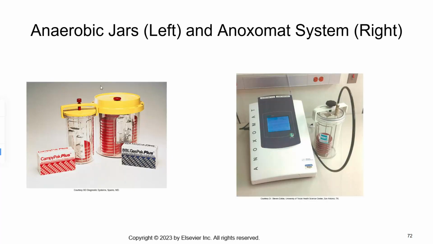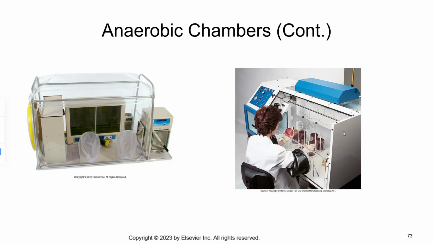So this is what some labs use. So it's this chamber where you would seal it. You would put one of these gas packs in there, and the gas converts and removes all of the oxygen from the environment. This is what another system looks like. So this is actually attached to a gas regulating system. And then this is a specialized hood that would be used to evaluate and work up anaerobic culture plates.